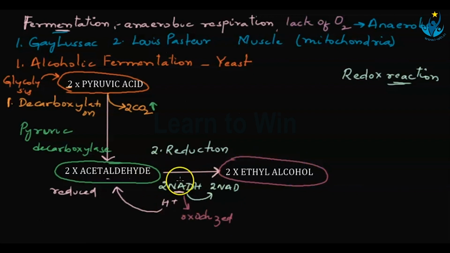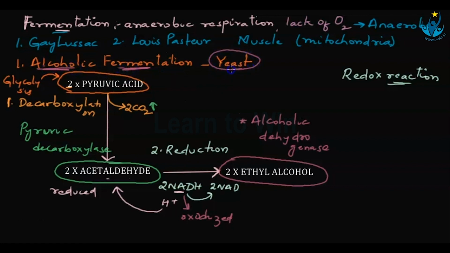Now this oxidation reduction reaction happens in the presence of an enzyme. What is the name of the enzyme? I'll write the name of the enzyme here. It is alcoholic dehydrogenase. So in the presence of that enzyme, the NADH is converted into NAD and the hydrogens go and reduce acetaldehyde to form ethyl alcohol. So this becomes our alcoholic fermentation, which is very commonly seen in yeast.